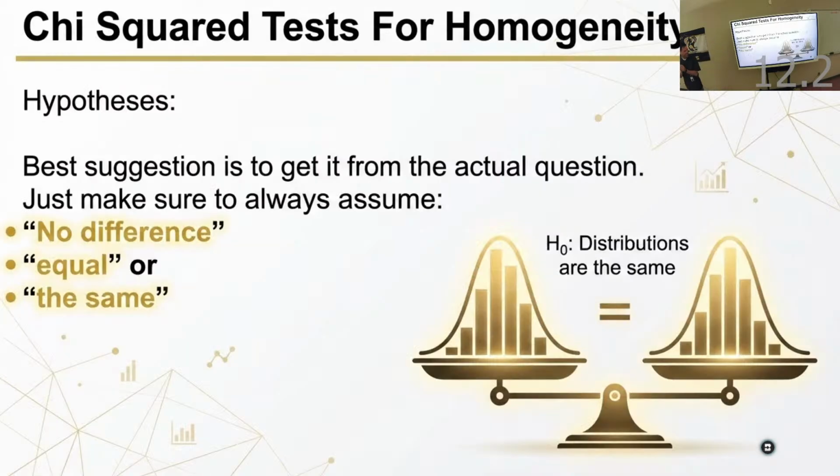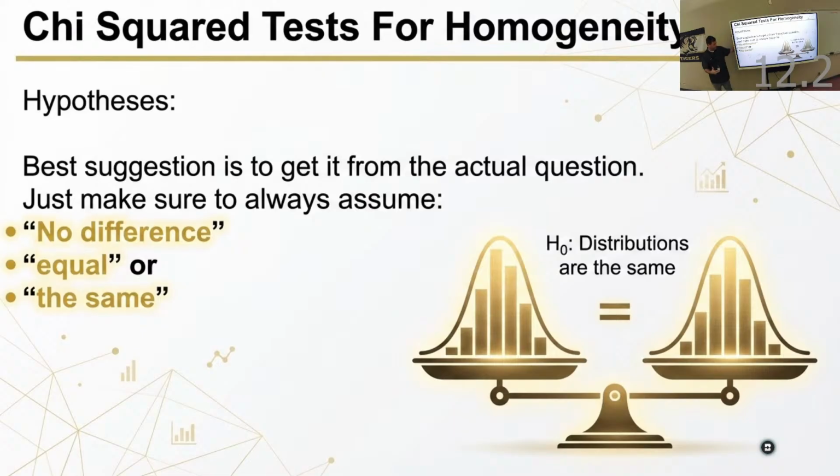Again, I get them from the question. All of these, I just get it from the question. It will make more sense when we look at these, right? Our best suggestion is to get it from the actual question. We have to assume there's no difference. They are equal. They are the same. That has to be the Ho. It has to have the equal sign. However you want to say that, but that's what the Ho part has to be.